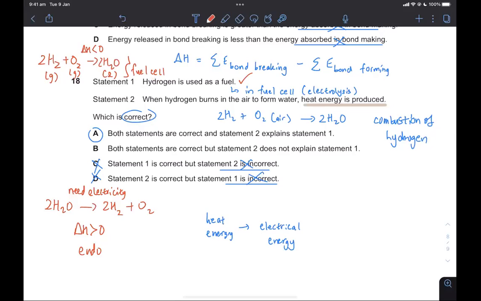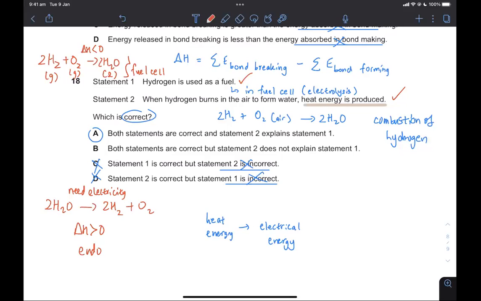Used as a fuel, yes. When you burn in air to form water, you do produce energy. So both of those are correct. So I can cross out C and D. But the fact that it produces heat energy, it is this heat energy that allows you to harvest the energy. We don't just use the heat energy for nothing.